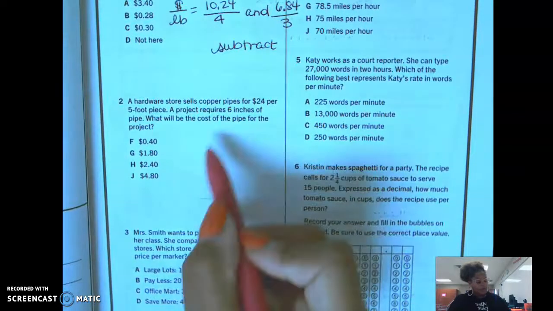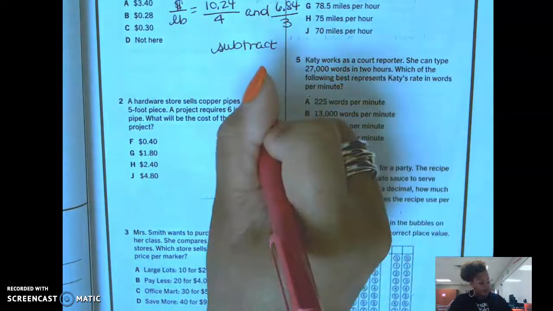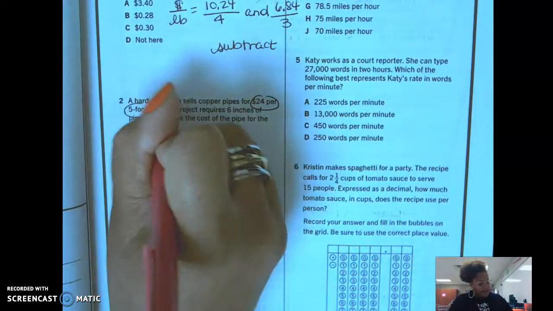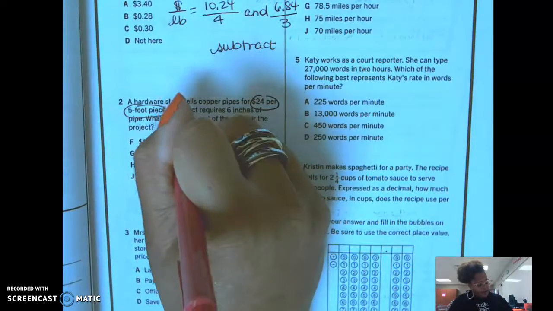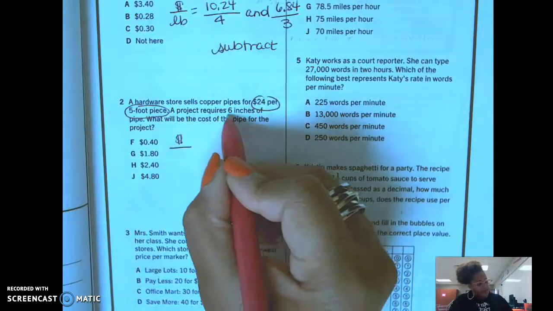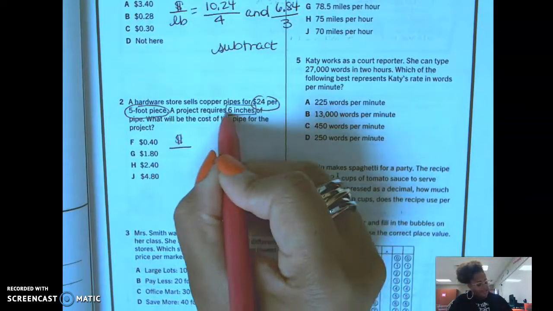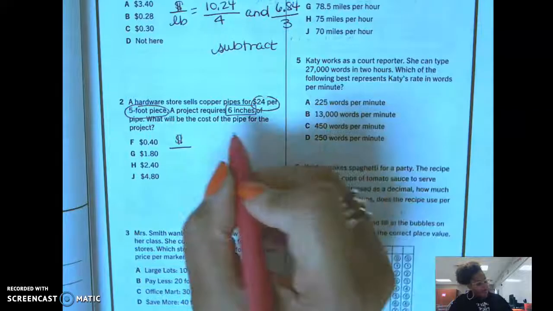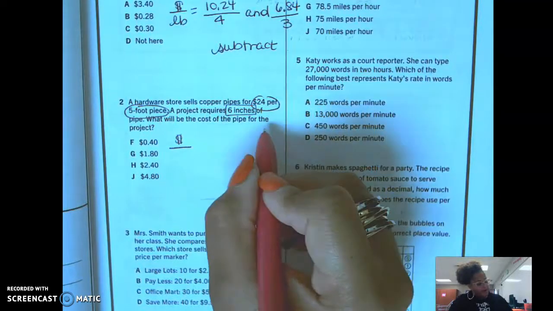A hardware store sells copper pipes for $24 per 5-foot piece. There's my rate. Dollars per something. A project requires 6 inches of pipe. What will be the cost of the pipe for the project?